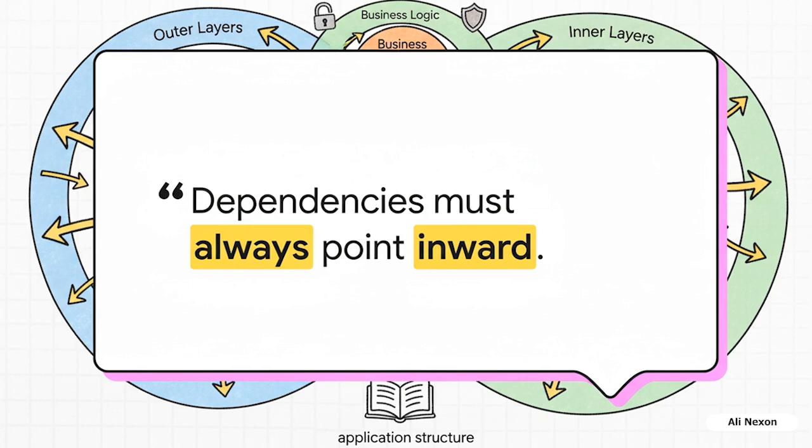It means the outer, more volatile parts of your system, the details, they can know about the inner stable parts. But those inner layers, they have to remain completely blissfully ignorant of what's happening in the outside world.